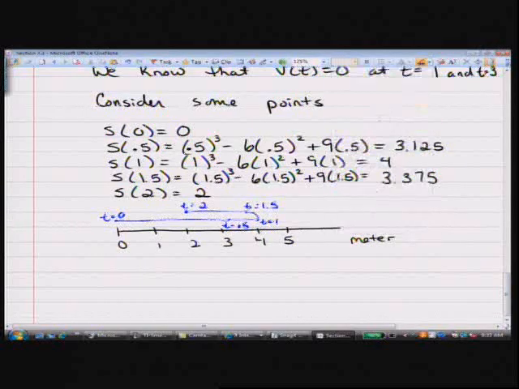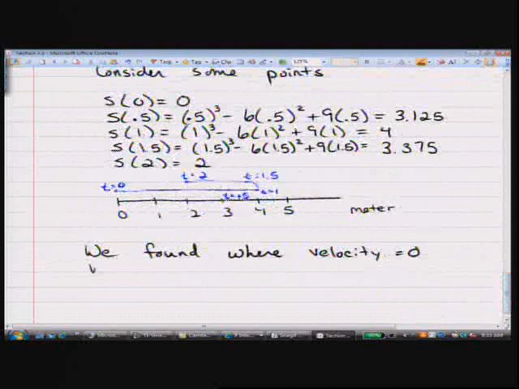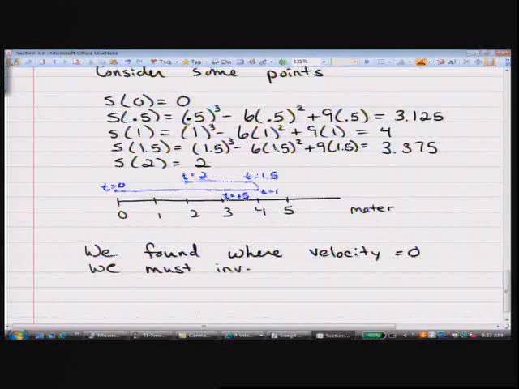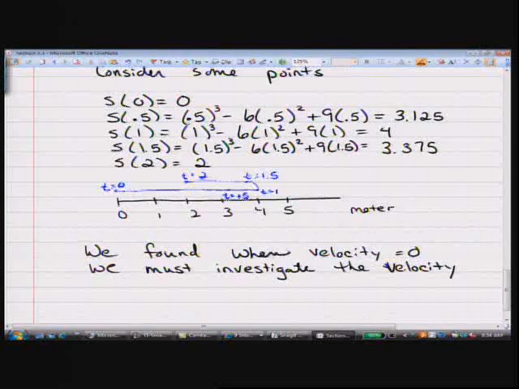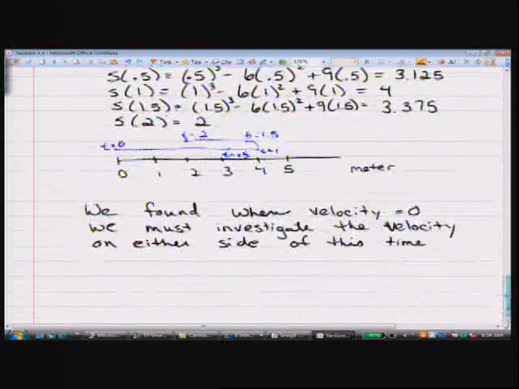So let's say we found when the velocity equals 0, and we must investigate the velocity on either side of this time to see if it changed direction at that point.